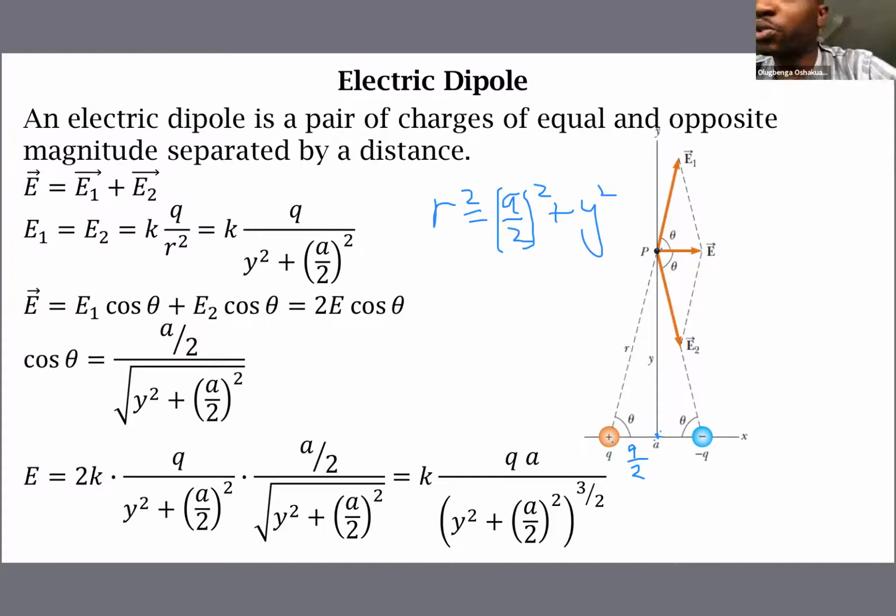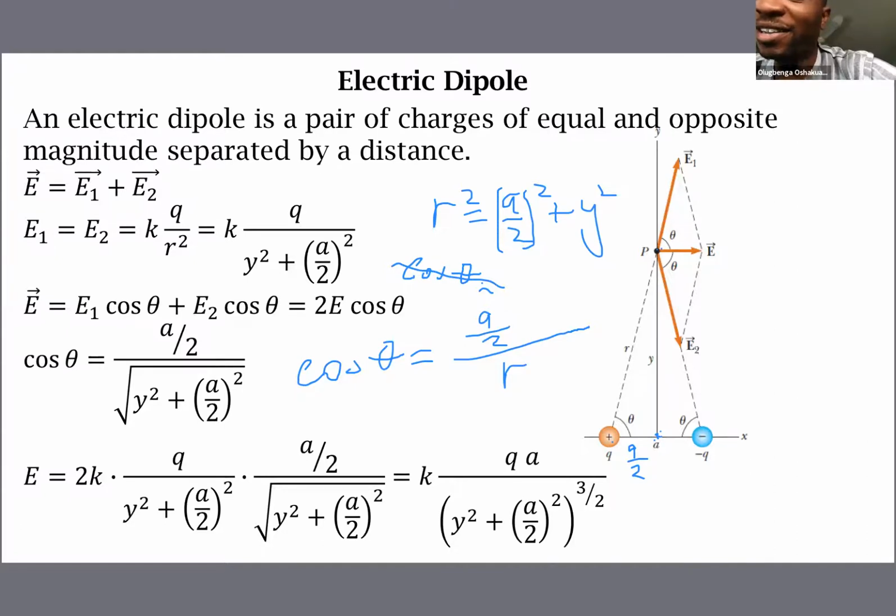We should also note that to bring in cosine or sine of angles, when we call this angle theta, then we should be able to say that cos theta should be equal to, let me write it here, cos theta should be equal to the adjacent, which is a over 2, divided by the hypotenuse. The hypotenuse here is r.